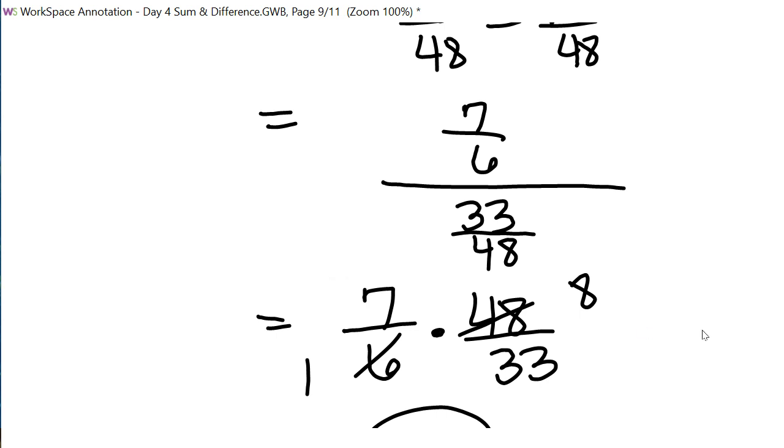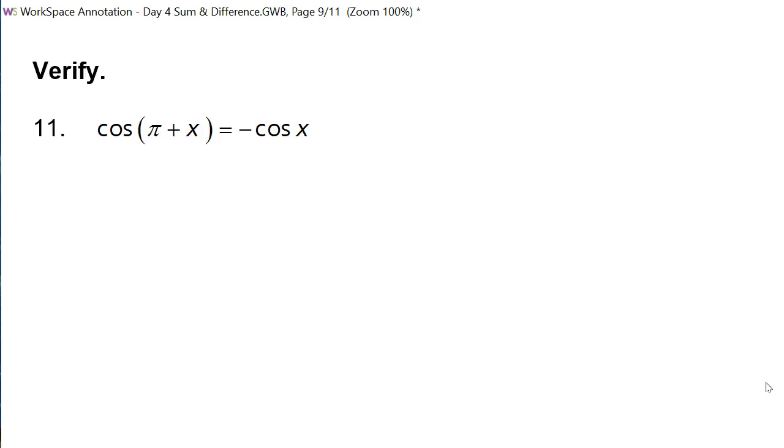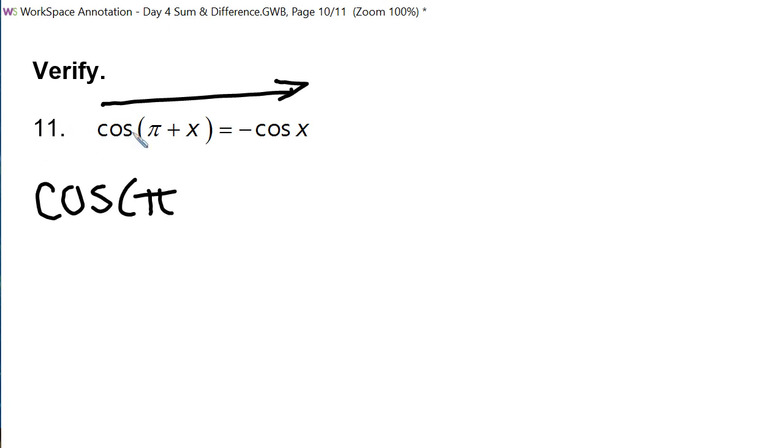Now, the last two say to verify. And remember, when you are verifying, you only do operations with one side. So you can either work with the left side and prove that it equals the right side, or work with the right side and prove that it equals the left side. And for this one, it'll be easier to start with the left side because we can use our formulas from today. So starting with the left side, we have cosine of pi plus x.